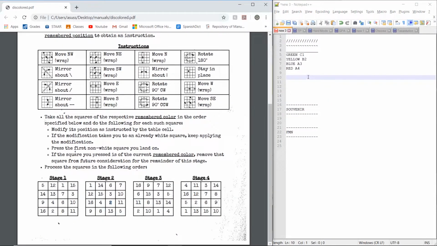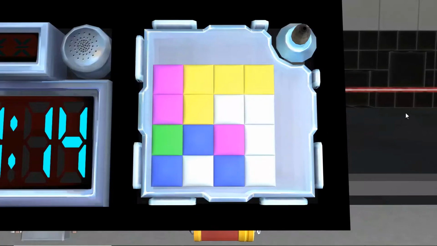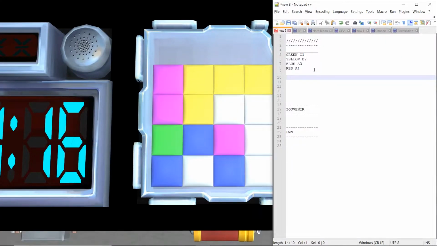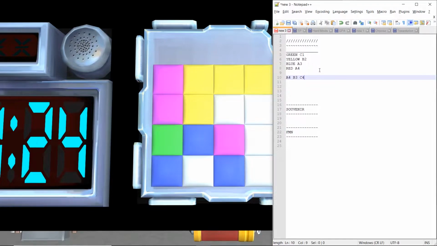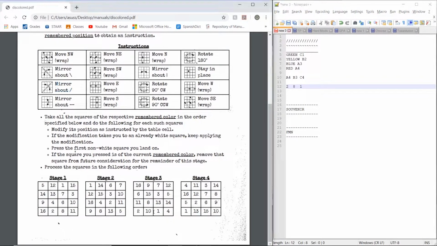Now we have blue at Alpha 3, which is mirror about the XY axis. So we have blues at Alpha 4, Bravo 3, and Charlie 4. They have the values of 2, 8, and 1.